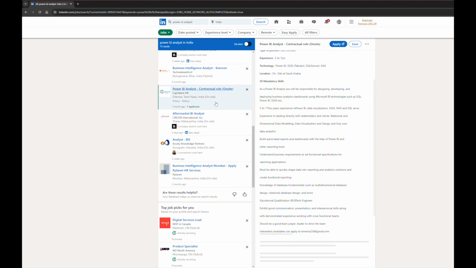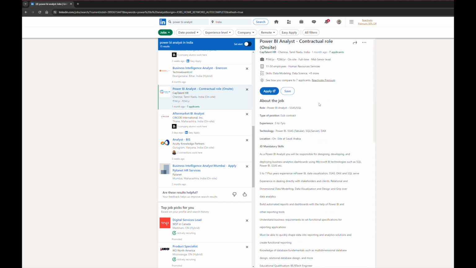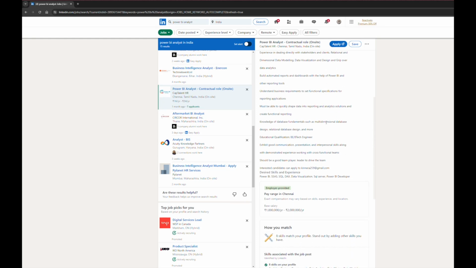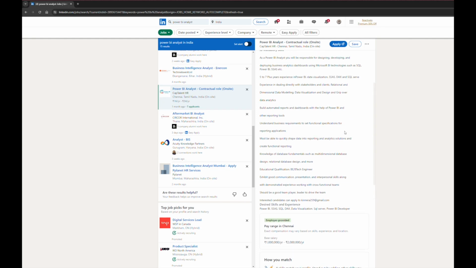Now let's look at another role, a Power BI analyst contract role, right? It's Cap Talent HR, it's in Chennai. Let's see, they need 5 to 7 years of experience. Technology that they need is Power BI, SSAS or Tabular, SQL and DAX, right? So they also need data modeling, dimensional data modeling, data visualization and design.